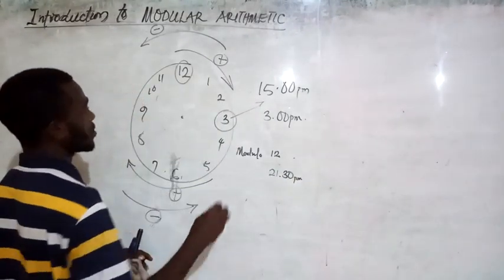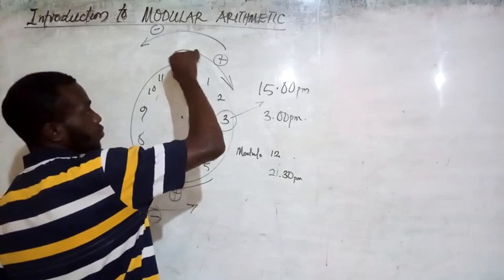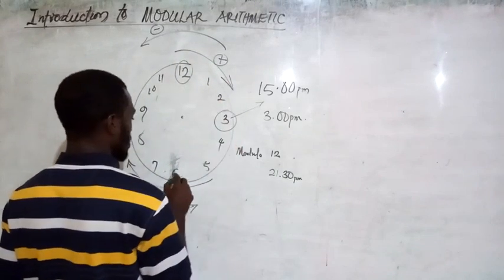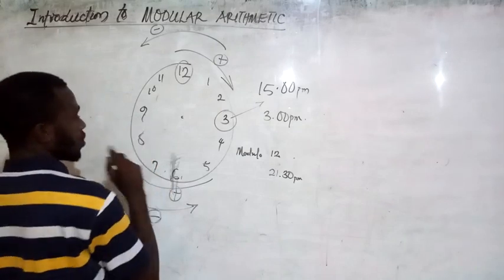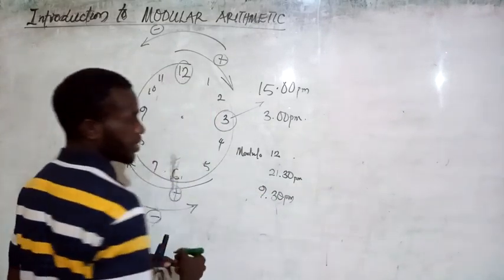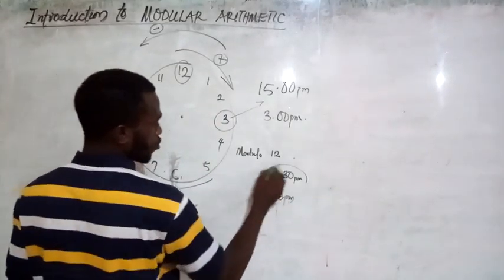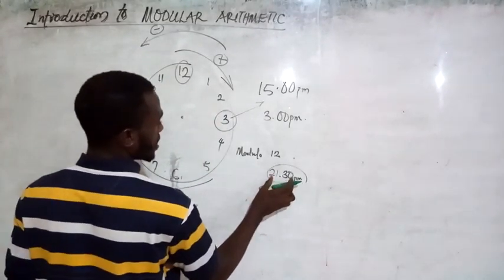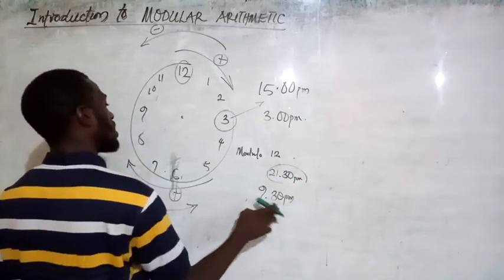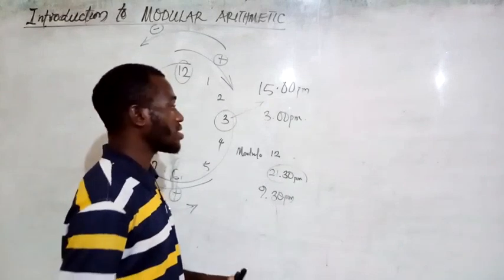So you are going to count this way. When you get up to 12, 1 to 3 to 12, and then you continue 13, 14, 15, 16, 17, 18, 19, 20, 21. So that is 9:30 p.m. Although we were told 21:30, 21 is greater than 12. So we wrap up at 12 and start to count from 1 again, and we get 9:30 p.m.